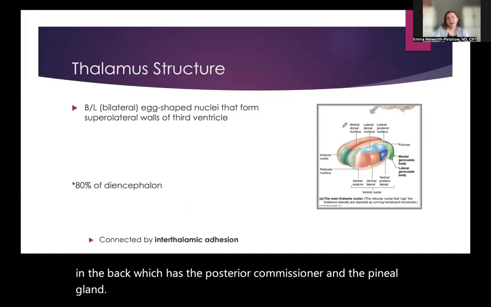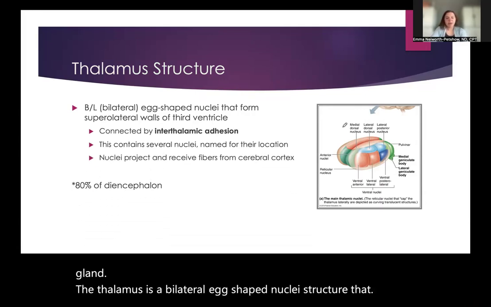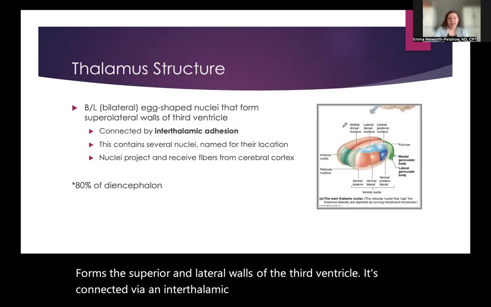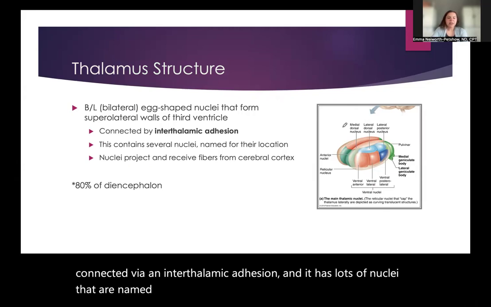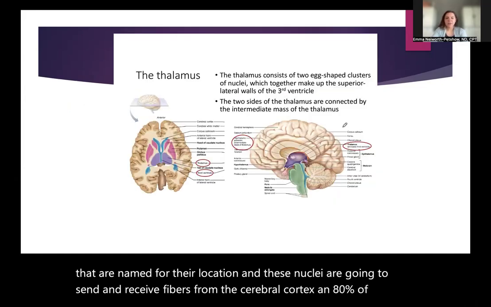The thalamus is a bilateral egg-shaped nuclei structure that forms the superior and lateral walls of the third ventricle. It's connected via an interthalamic adhesion, and it has lots of nuclei that are named for their location. And these nuclei are going to send and receive fibers from the cerebral cortex. And 80% of the diencephalon is the thalamus.